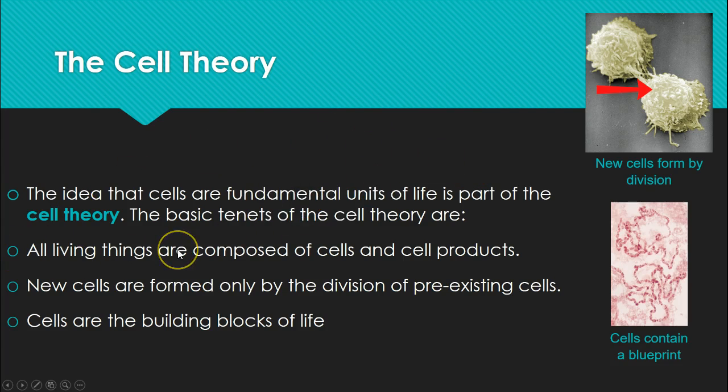So the cell theory is an idea that the fundamental units of life make up the cell theory. So all living things are composed of cells and cell products. If it's living, it's made of cells. New cells can only be formed by the division of pre-existing cells. And cells are the building blocks of life.